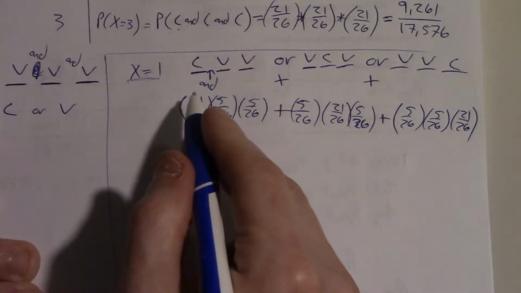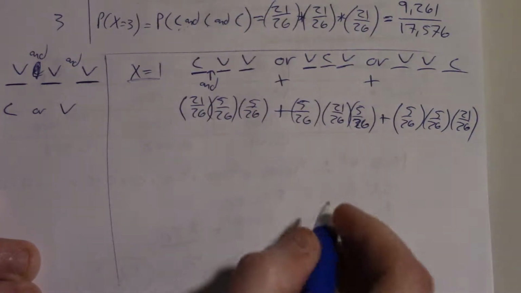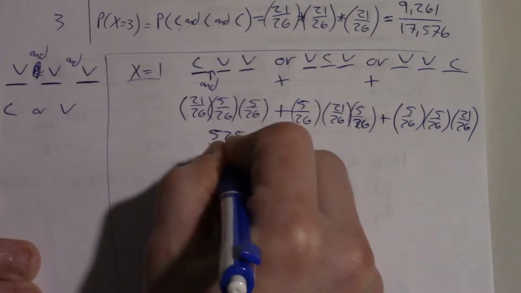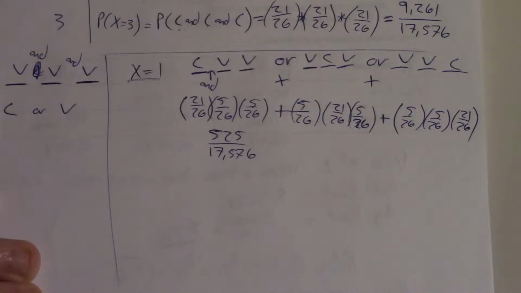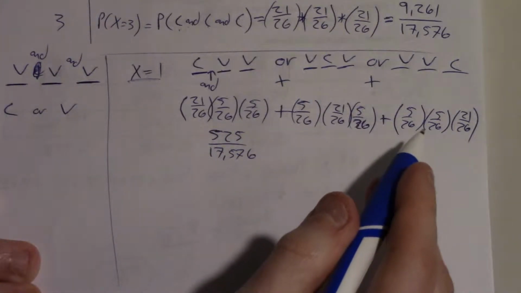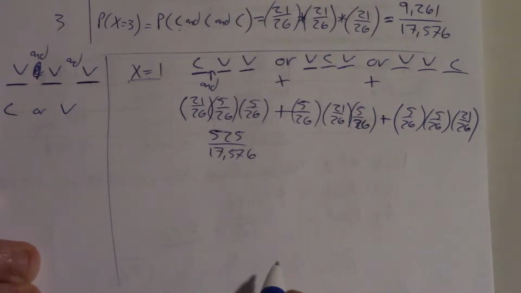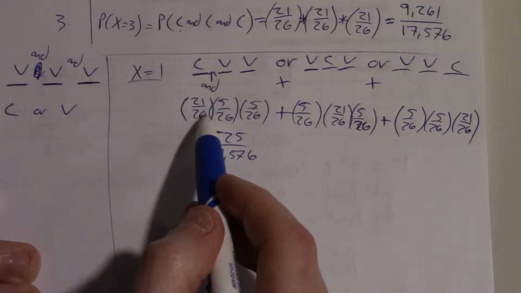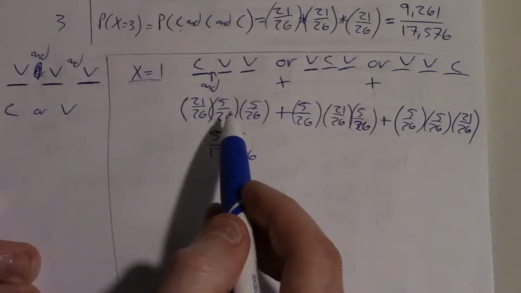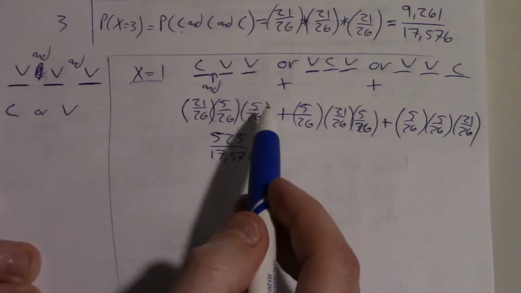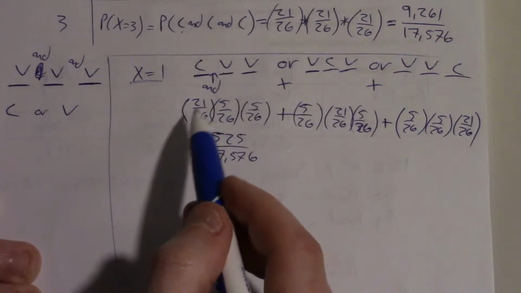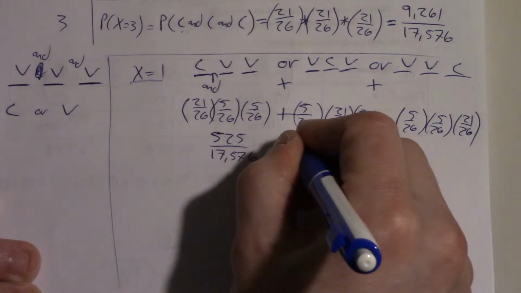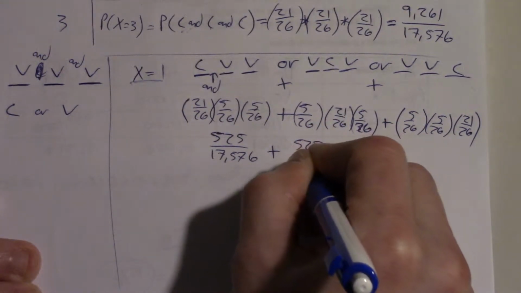So if we compute one of these, you multiply the 3 fractions together, you get 525 out of 17,576. And what you'll find is all 3 of these combinations have the same probability. They use the same proportions, the same fractions. All that changes is their order. But that doesn't matter. The order in which you multiply doesn't change the result. 2 times 4 is the same as 4 times 2. So all of these will be 525 out of 17,576.